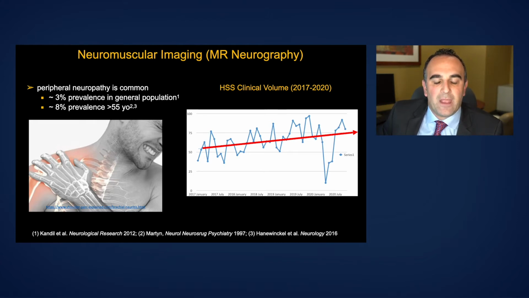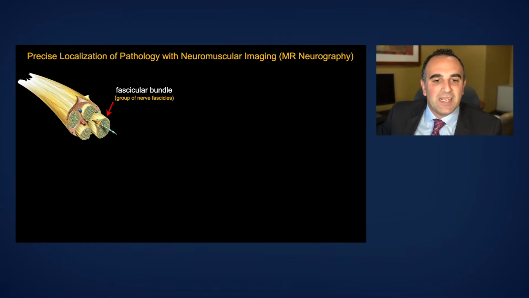55 and above. Recent software and hardware technological advancements have enabled us to increase our clinical volume significantly between the years 2017 and 2020, as we're able to generate images that I think are clinically meaningful and help referring physicians manage their patients. Notice the blip during COVID and the resurgence of the clinical volume since then. Precise localization of pathology with neuromuscular imaging or MR neurography is possible.